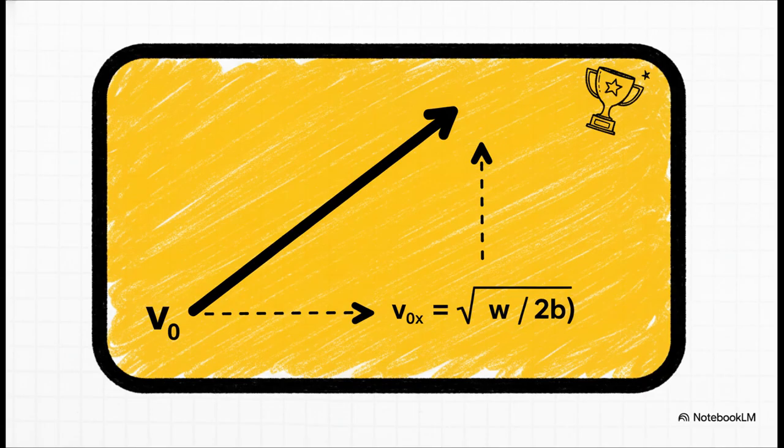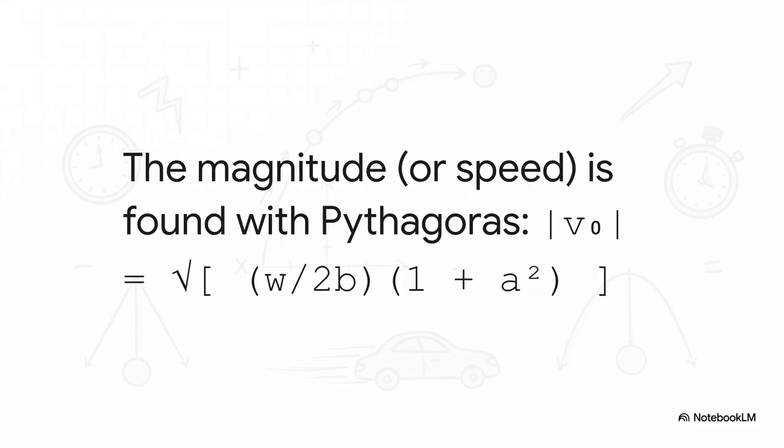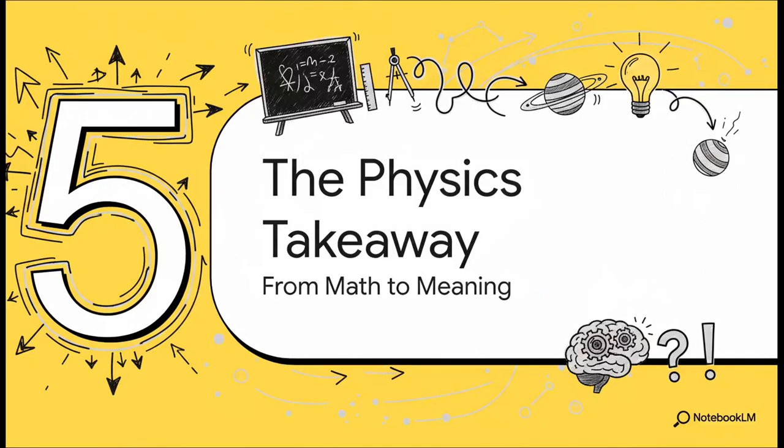We've solved it. And of course, from here, we can also find the magnitude of this velocity, which is just the initial speed of the particle. You just use the Pythagorean theorem on those two components, and it simplifies down to this nice, clean expression. So we found the answer. We can check the box.